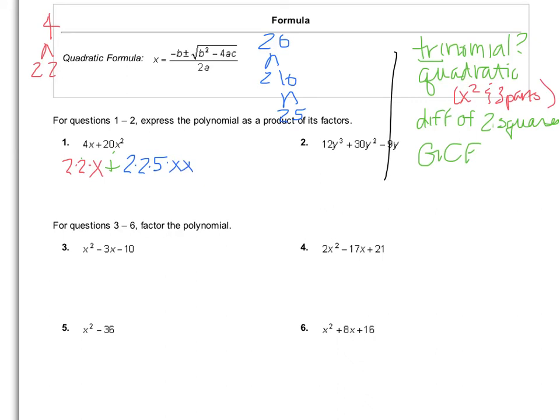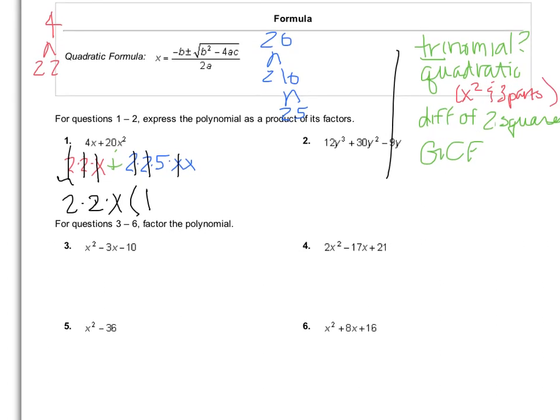So I'm looking for what they have in common, what they share. Well, they both have a 2. So I have to put something in its place. I'm going to put a 1. Then I'm left with a plus sign. Then I'm left with a 5 and then another x. So that would be my factorization.